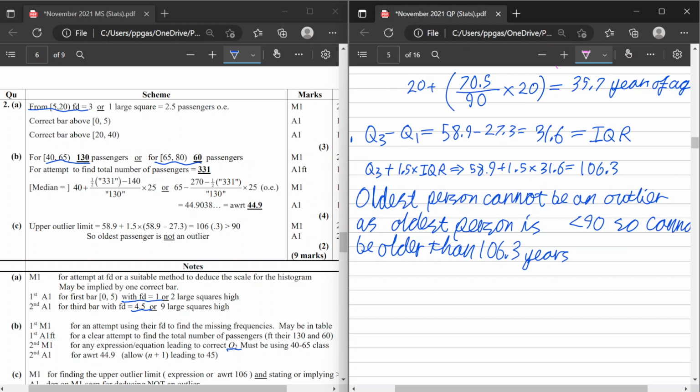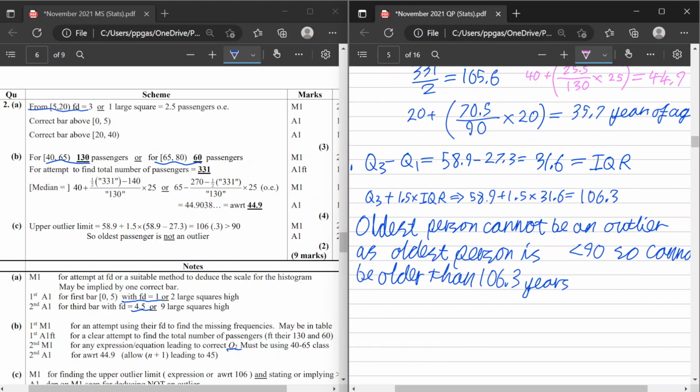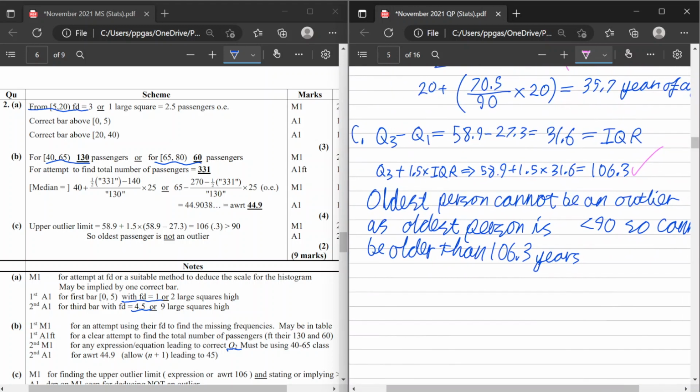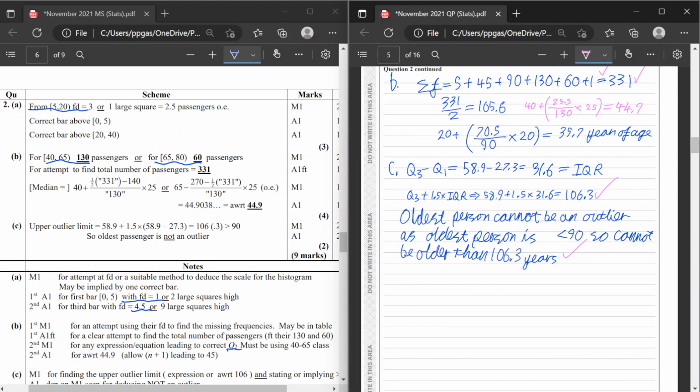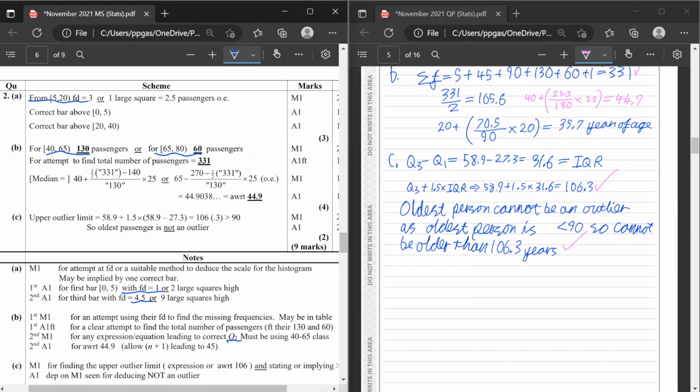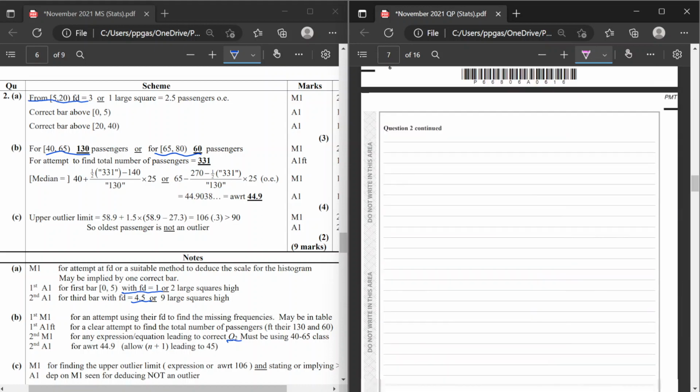So in the mark scheme you get a method mark for highlighting the upper outlier limit, which is what I've done here, 106.3. So I get that method mark, and then it just requires a statement saying why the oldest passenger could not be an outlier. As you can see here, I've got: oldest person cannot be an outlier as the oldest person is less than 90, so cannot be older than 106.3. So we just wanted a statement like that for the last mark on that question. Right then, let's keep on going.